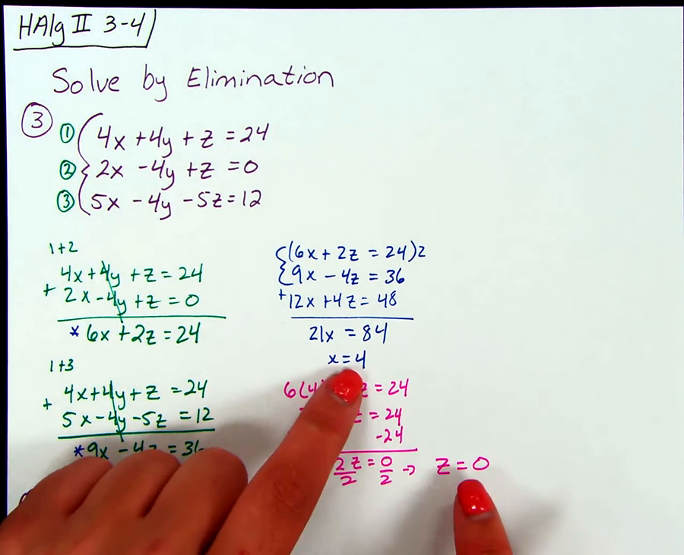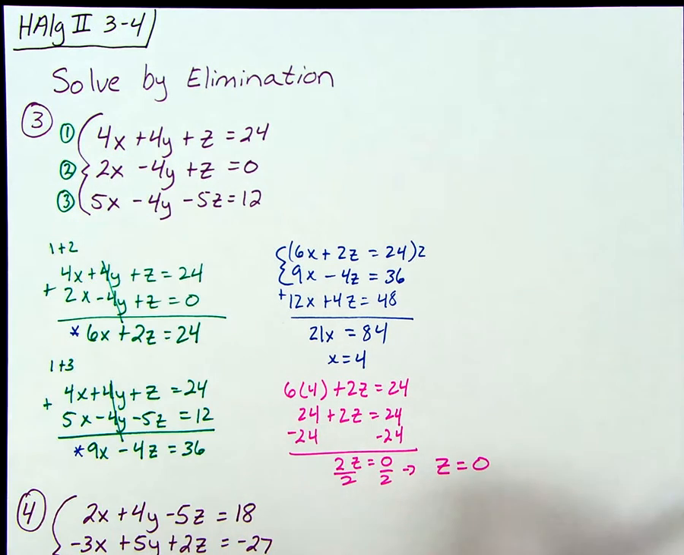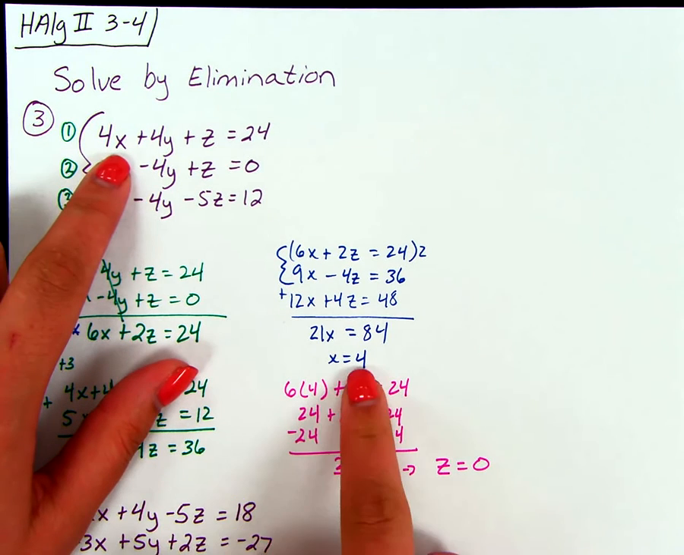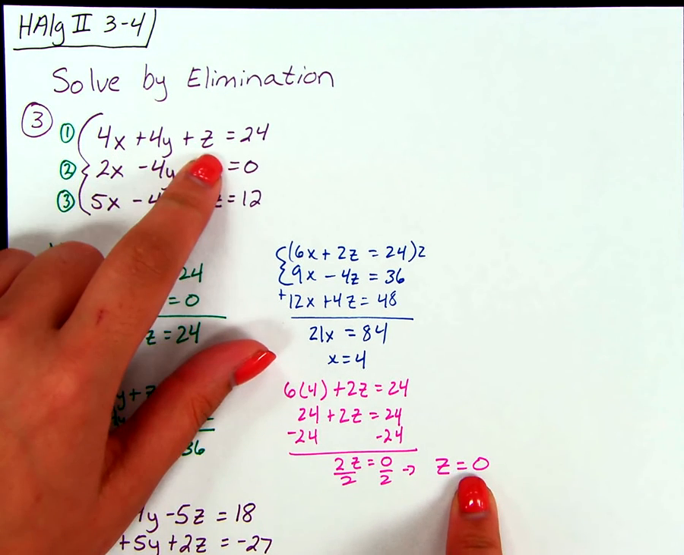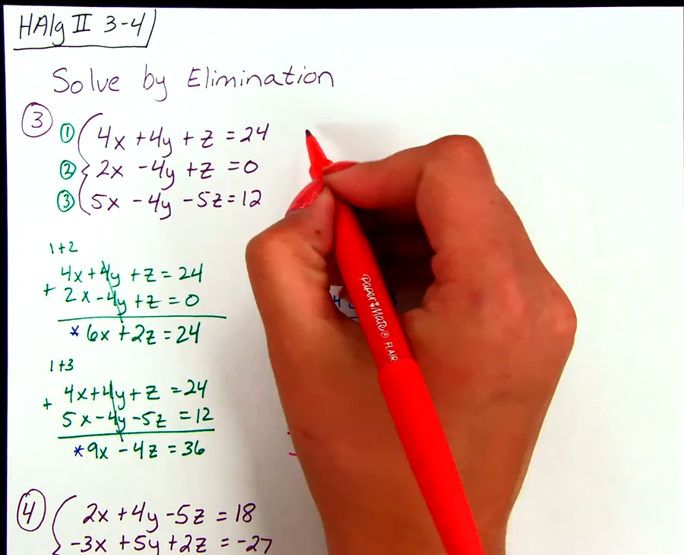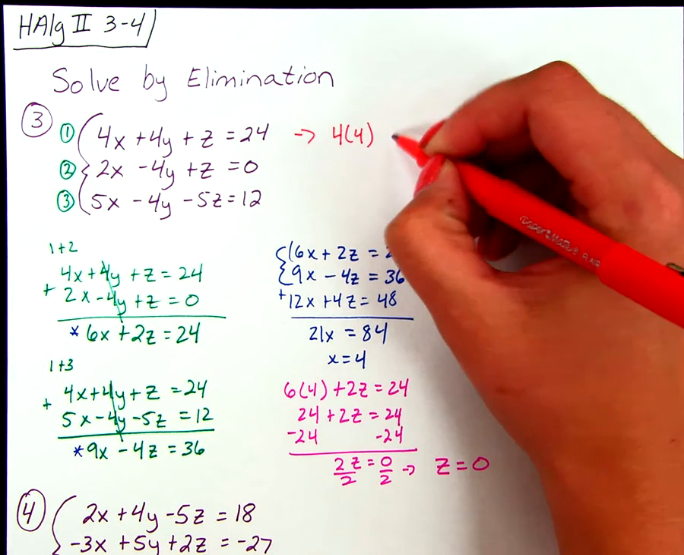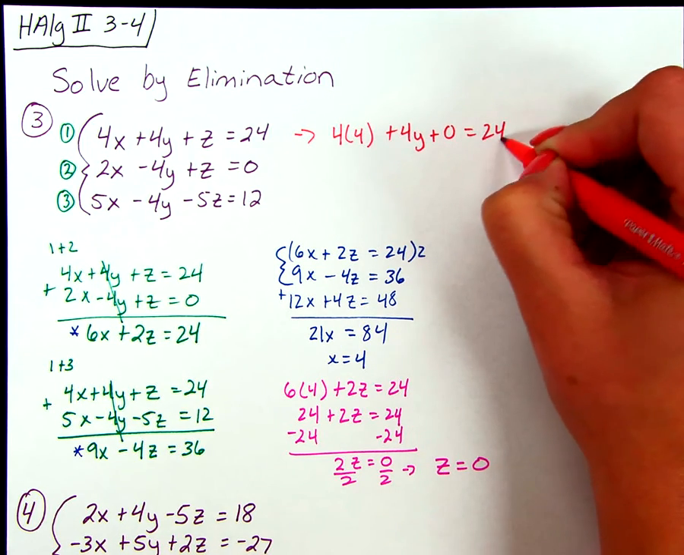So now once we have two variables, then we go back to the original to find our third. And we just pick whichever equation we want. It does not matter which one we choose. So looking at it, I think I'm just going to choose the first equation, and we're replacing x with 4, and we are replacing z with 0. So we are taking 4 times 4 plus 4y plus 0 equals 24.